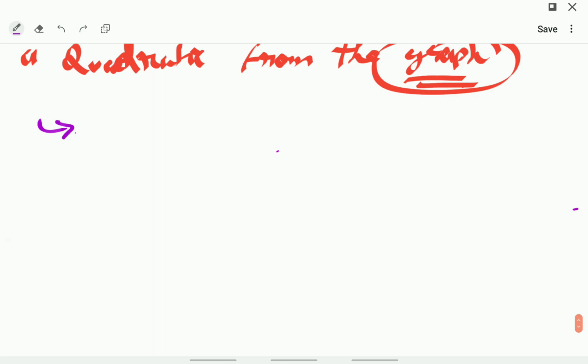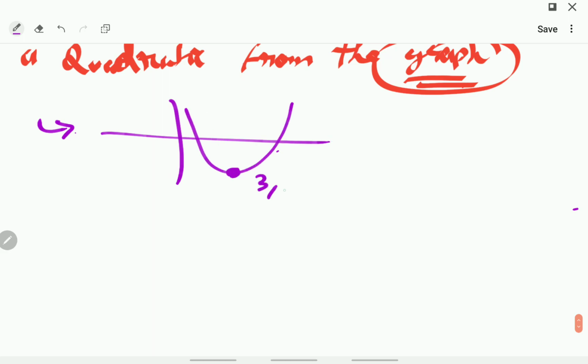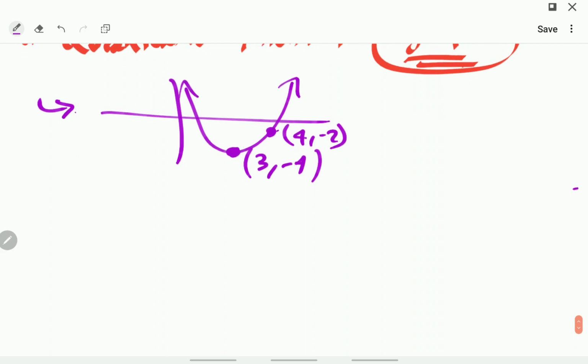So suppose they give us 2 points. Let's suppose they give you a diagram like this: the vertex 3 comma minus 4 and another point 4 comma minus 2. Now they want you to find the parabola's equation.